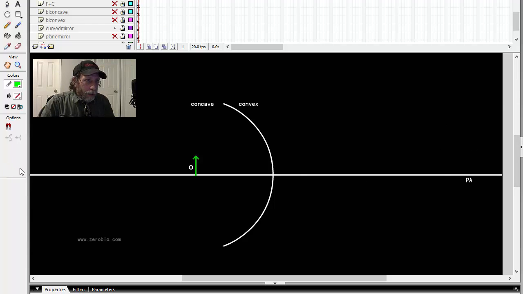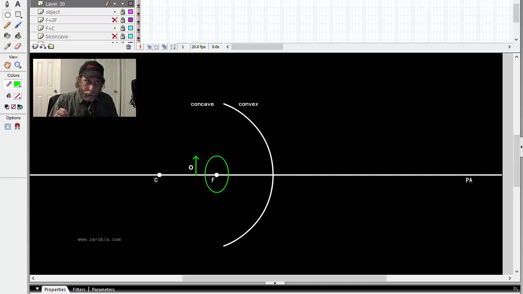Now, the line that goes straight through the vertex, or the sort of middle point of a mirror, is called the principal axis. So I've got written down here PA for principal axis. And we are going to also look at F and C. Now F over here, F, that is called the focal point.